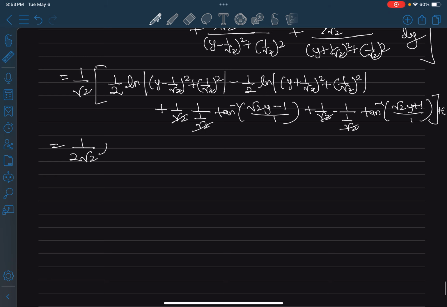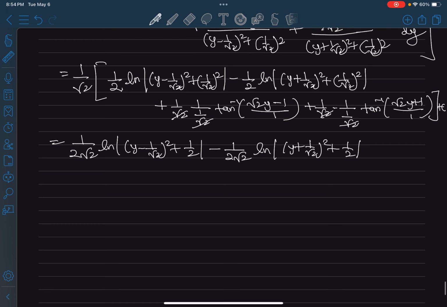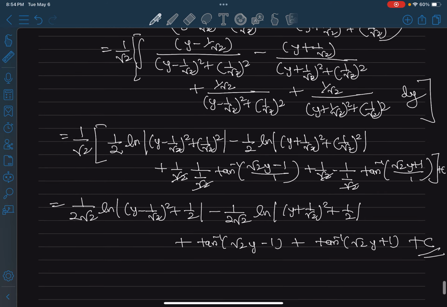So now this root 2 to root 2 cancels out, and this finally becomes 1 by 2 root 2 ln of (y minus 1 by root 2) square plus 1 by 2, minus 1 by 2 root 2 ln of (y plus 1 by root 2) square plus 1 by 2, and then plus tan inverse root 2y minus 1, and this also becomes plus tan inverse root 2y plus 1, plus c.